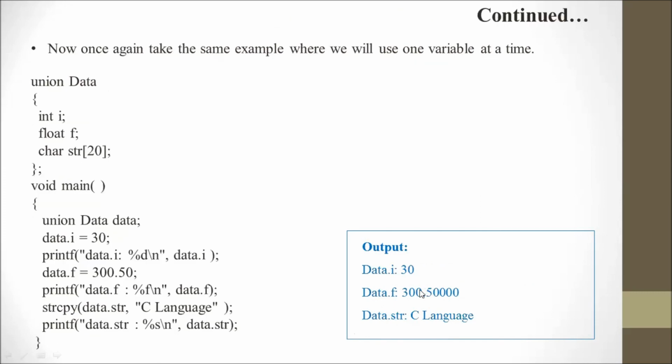Okay, so the same program we understand. Now once again we take the same example where we will use one variable at a time. Okay, so we use one variable at a time. So this is the same program as the last program, but we print each variable each time. Okay, so here we print i is equal to 30. So we will print the i. Okay, and next we assign the float variable, and this will print the float variable. Okay, and then in the last, the character or string variable is printed.